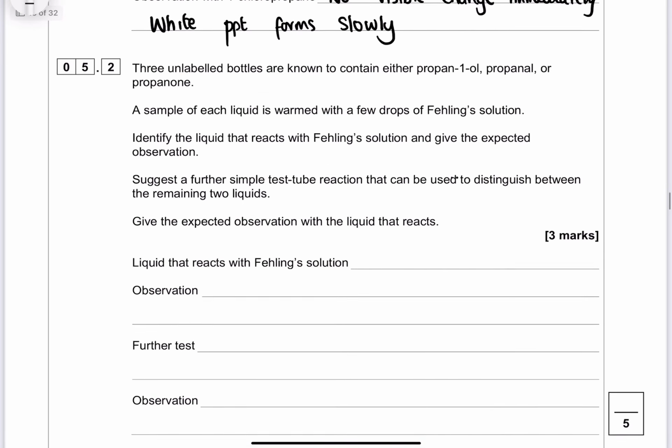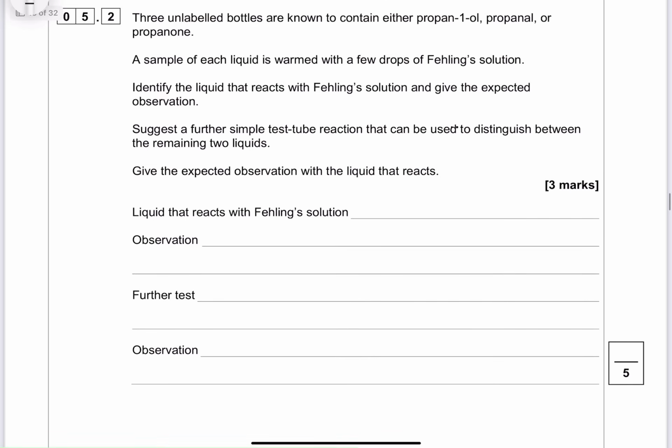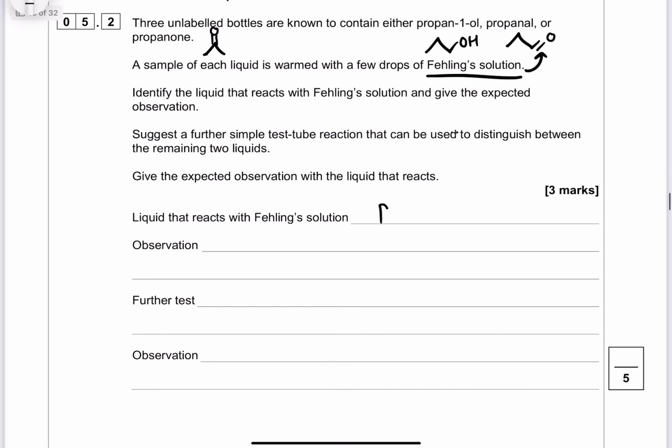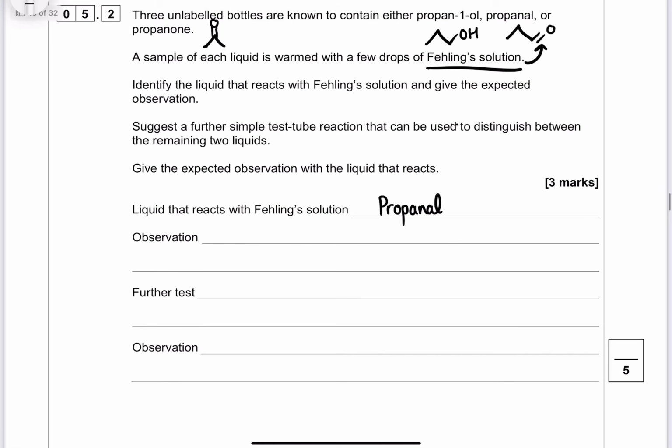3 unlabeled bottles are known to contain either propan-1-ol, propanal, or propanone. A sample of each liquid is warmed with a few drops of Fehling's, which is a test for the aldehyde. Identify the liquid that reacts with Fehling's. So that would be propanal, the aldehyde. And the observation that you would expect is a brick red precipitate seen.